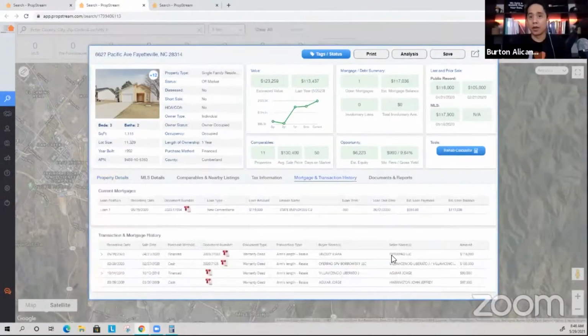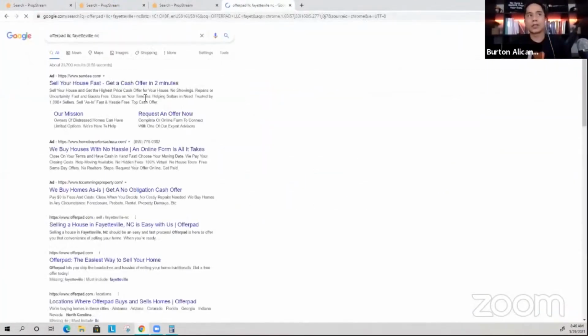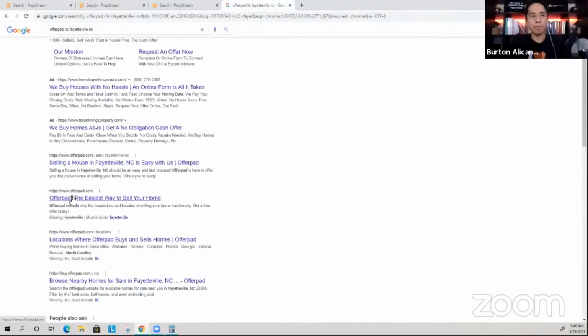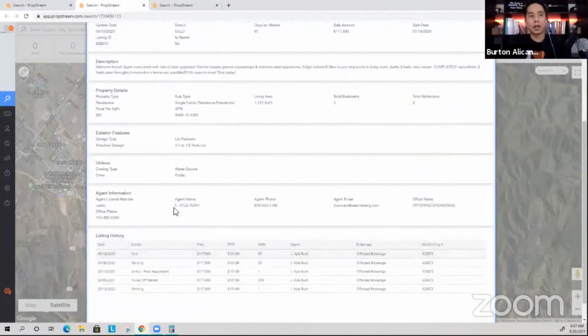So I can go in here and I can do the hard work, go to OfferPad LLC, do a quick Google search, OfferPad Fayetteville, North Carolina, and now I can just give them a call, right? OfferPad, there you go. I can call them directly. Or if I'm too afraid to call a customer support line, I don't want to talk to a secretary, I don't want to be put on hold or any of that stuff, straight to the point, I don't need to do that. I don't need to Google OfferPad. I just go to MLS, pick up the phone.